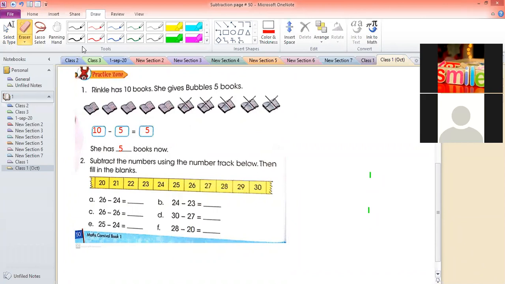So this is 26, guys. And this is 24. How many steps you go back to reach 24? 2 steps, so 2 is the answer. But I will ask you now.